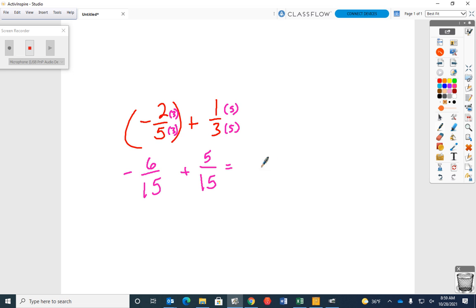Now, all of this is over 15. And I'm going to write my numbers here. This is negative 6 plus 5. Well, this is going to stay 15. You owe 6. You have 5. What is it? So negative 1/15 would be my answer. If you can simplify, always simplify. Can I simplify that? No. Are you with me so far?